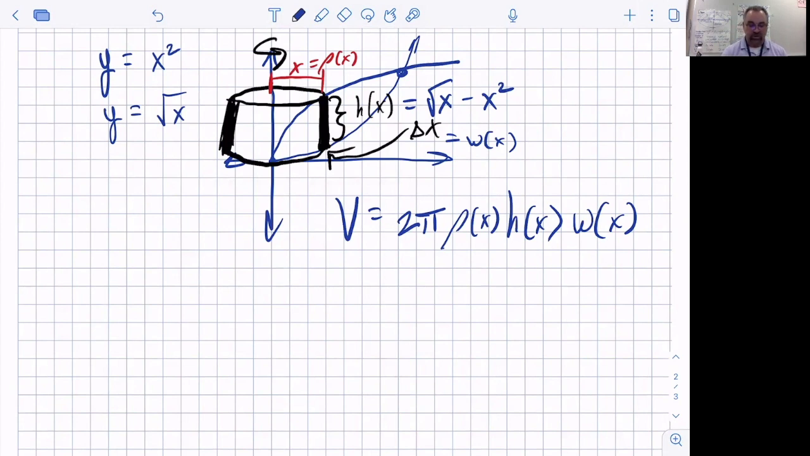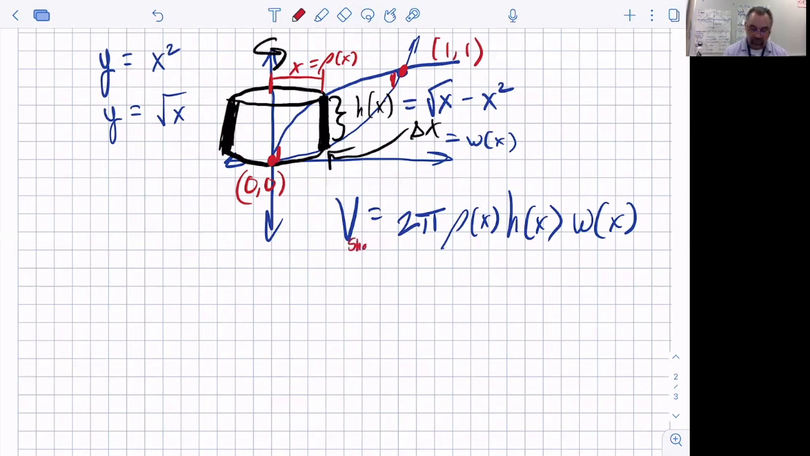What are the limits? Well, where do the graphs meet? They meet here, that's at 0, 0. And they meet here, that's at 1, 1. So thinking about along the x-axis, with my innermost shell being in here and my outermost being way out here, the shells go from 0 to 1.